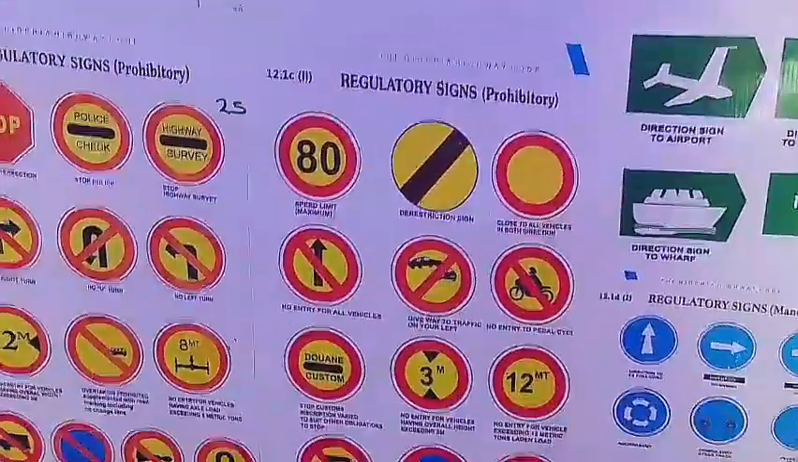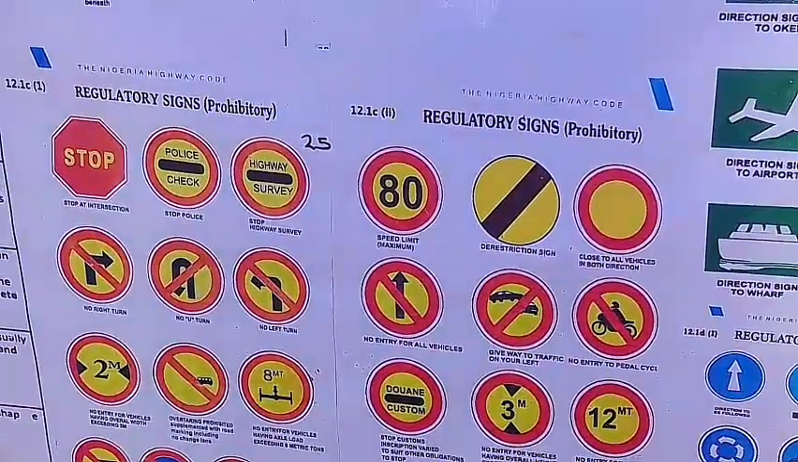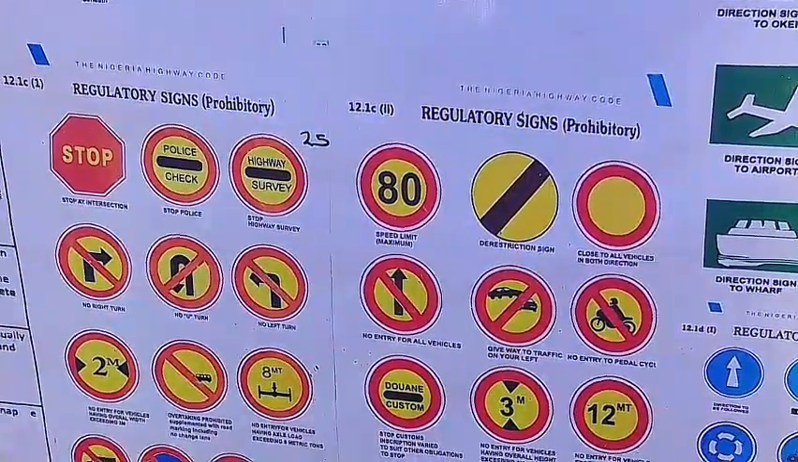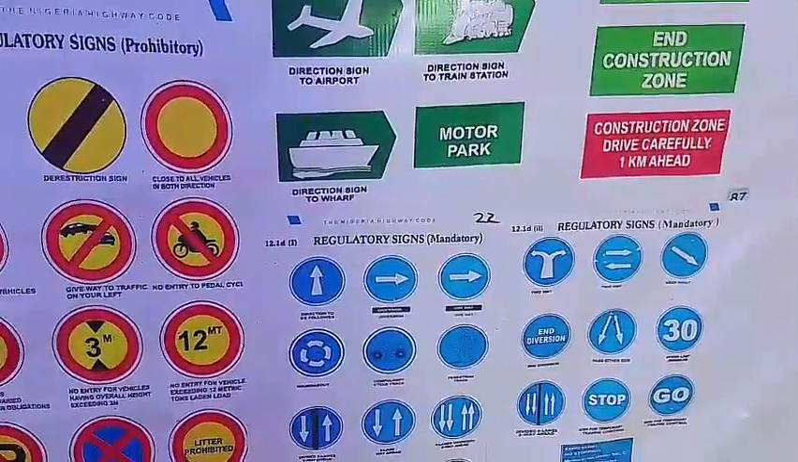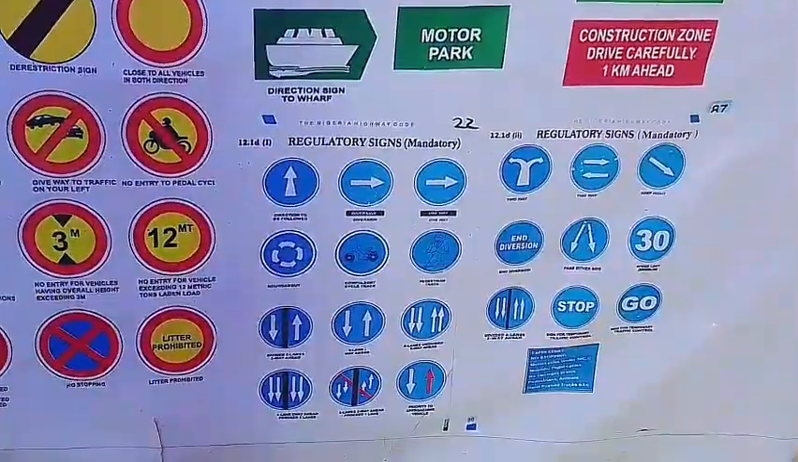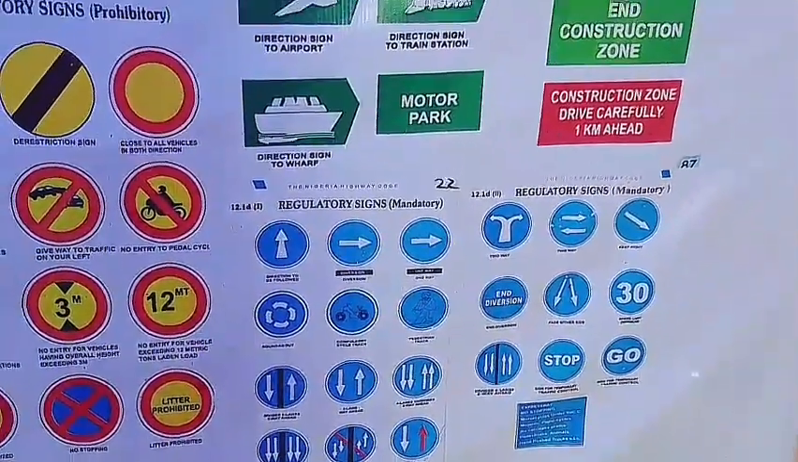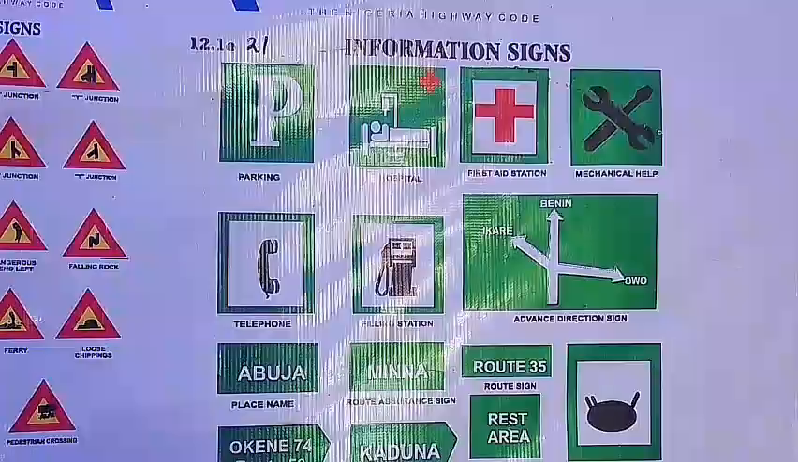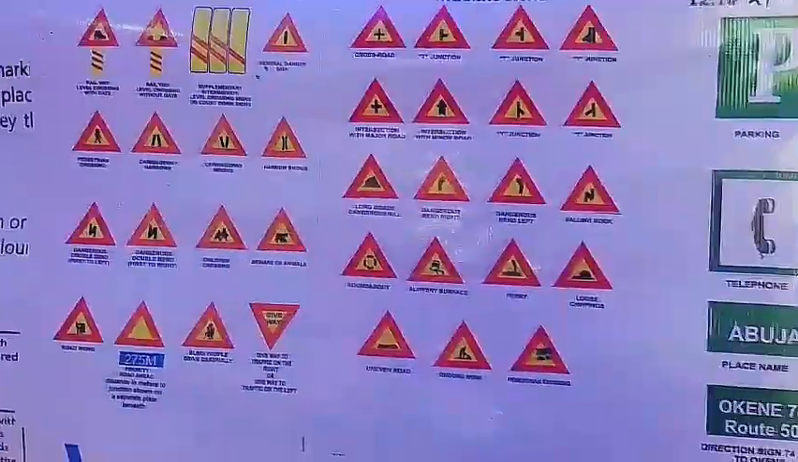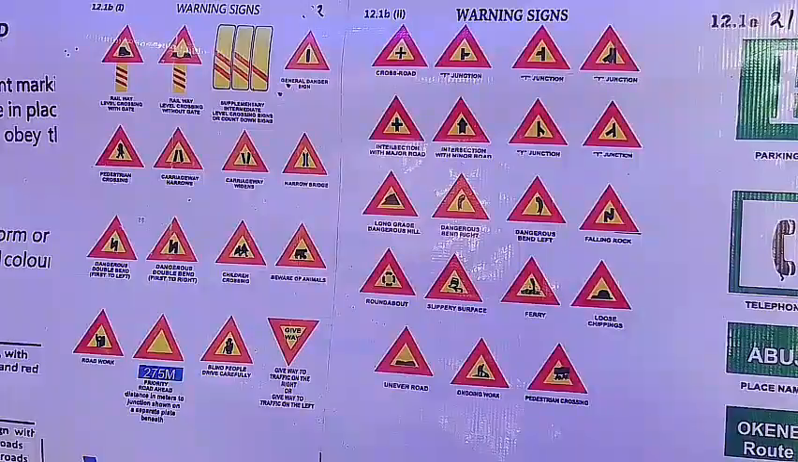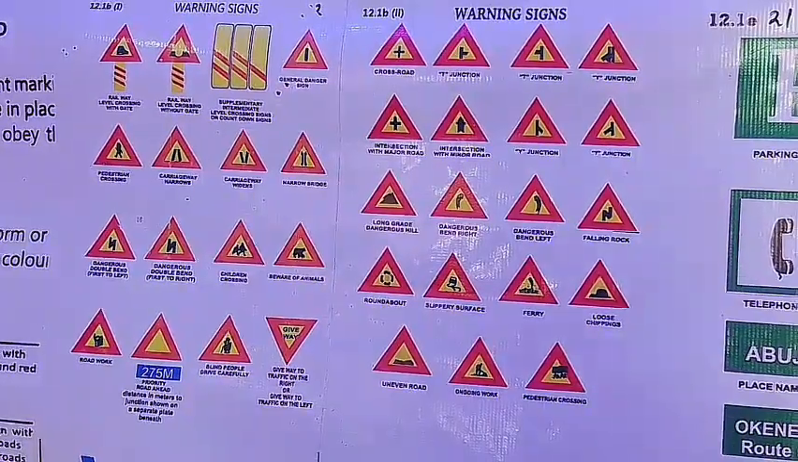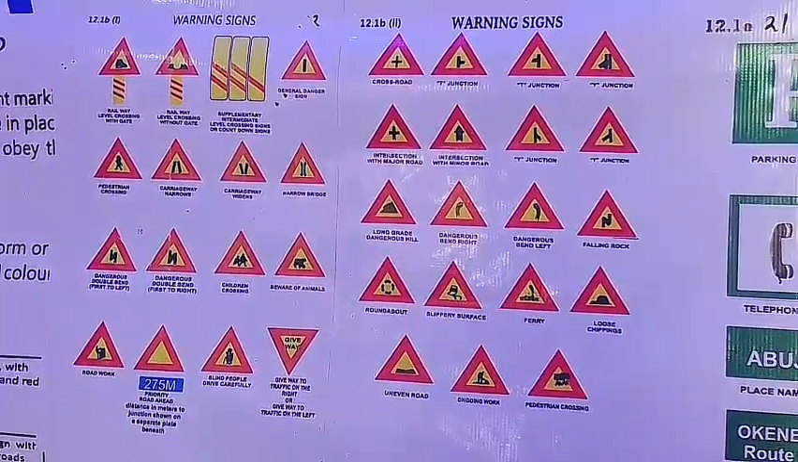Then we have regulatory signs. These are regulatory signs. These are also regulatory signs. The ones on blue, they're also regulatory signs. Then we have the informative signs. So we'll pick them one after the other and explain when you see each of those road signs what to do and how to do them.